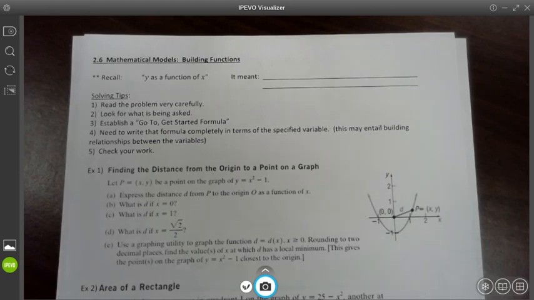Hey guys, I just wanted to give you a video on how to use the graphing calculator, in case any of you were struggling with that part of the notes, since I've been struggling to do it in class with everybody and just getting everybody to see it.